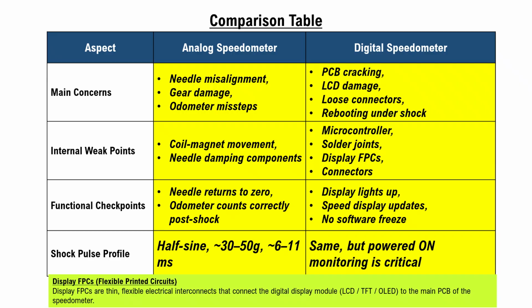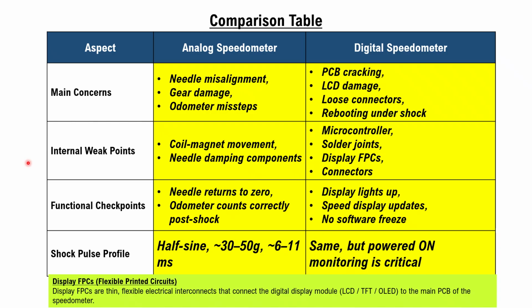Now let's compare. Aspect, main concern. In case of analog: needle misalignment, gear damage, odometer missteps. In case of digital speedometer: PCB cracking, LCD damage, loose connectors, and rebooting under shock. The aspect of internal weak points.